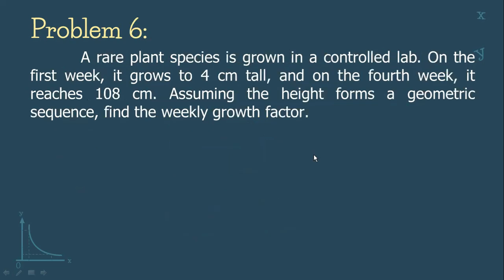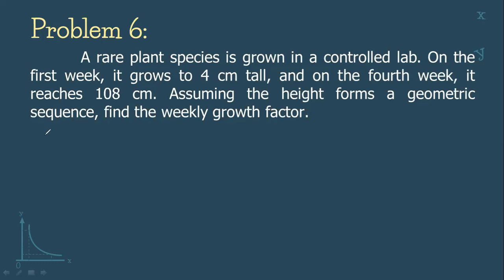So how about this one? I want you to pause this video and please try this first on your own. So a rare plant species is growing in a controlled lab. On the first week, it grows 4 centimeters tall, and on the fourth week, it reaches 108 centimeters. Assuming that the height forms a geometric sequence, find the weekly growth factor.